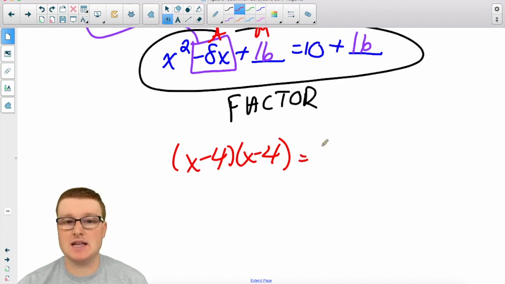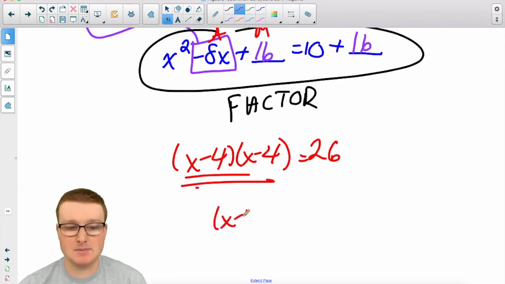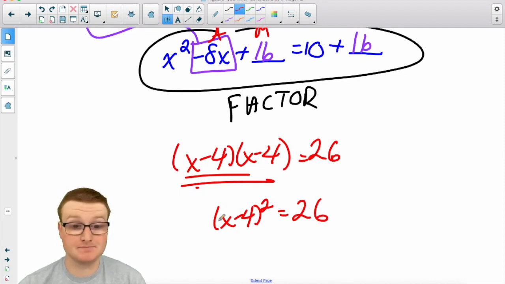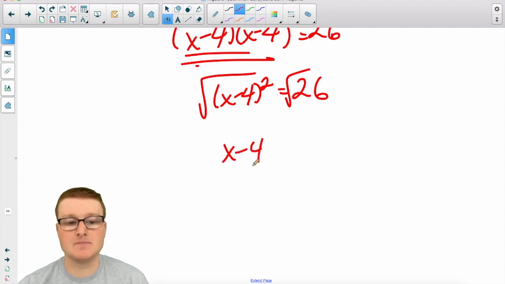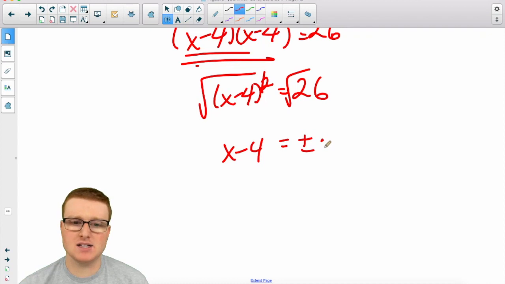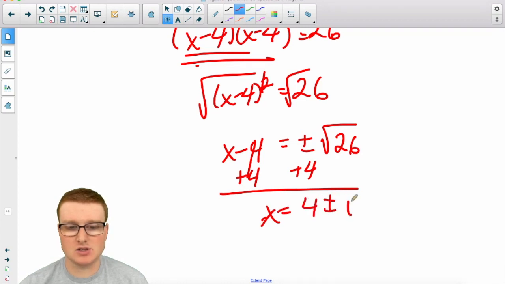And then 10 plus 16 gives you an answer of 26. Okay? So we could actually rewrite the x minus 4 times x minus 4 as x minus 4 squared is equal to 26. Pretty good so far? Now we take the square root of both sides. We get x minus 4, and that's all that's left because that square just is gone. x minus 4 is equal to plus minus. Don't forget about the plus minus. Plus minus the square root of 26. Now we're just going to add the 4 on both sides, right? You get x is equal to 4 plus minus the square root of 26.